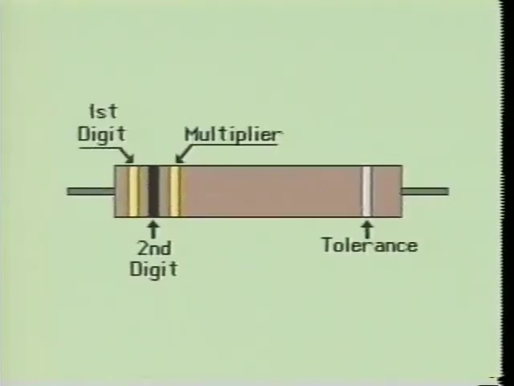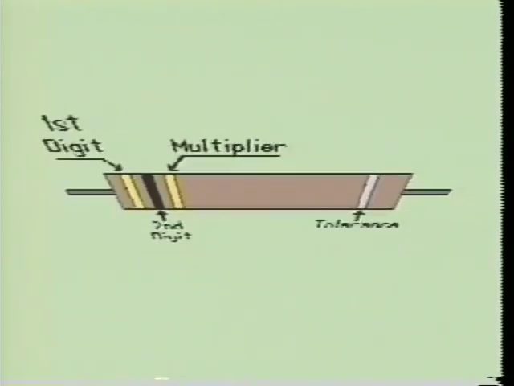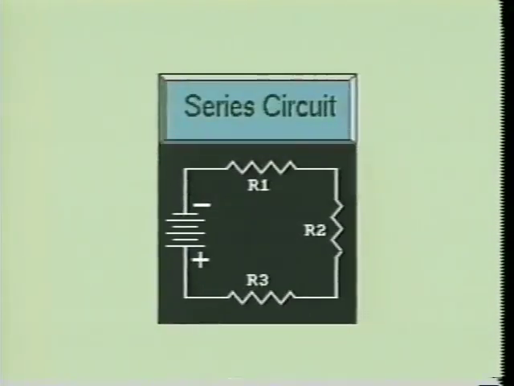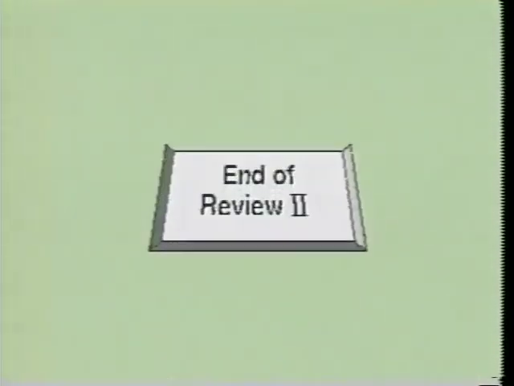In a resistor, the first two color bands indicate the first two digits of the resistor's value. The third band is the multiplier. The fourth band indicates the tolerance. You have seen when the same current leaves the negative side of a power source, travels through every component, and returns to the positive side, we have a series circuit.